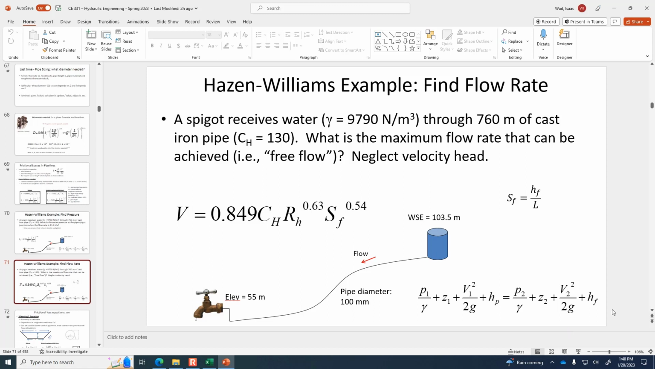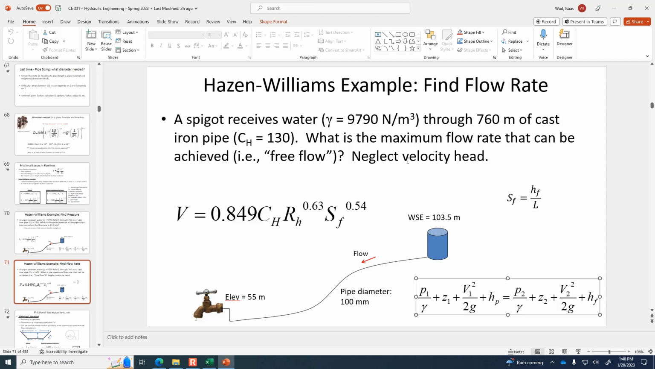So in this, location 1 is still in the tank. Location 2, we moved slightly to just outside of the spigot. And so if you look at the energy equation, again, we're going to neglect velocity heads. P1 divided by gamma plus Z1 plus V1 squared divided by 2g plus H sub P, which there's no pump, but we'll still just write it.